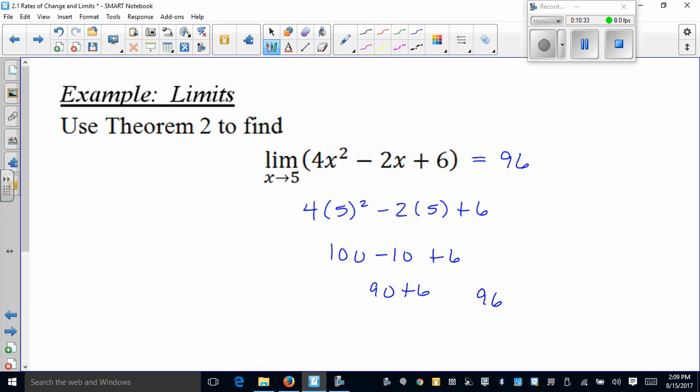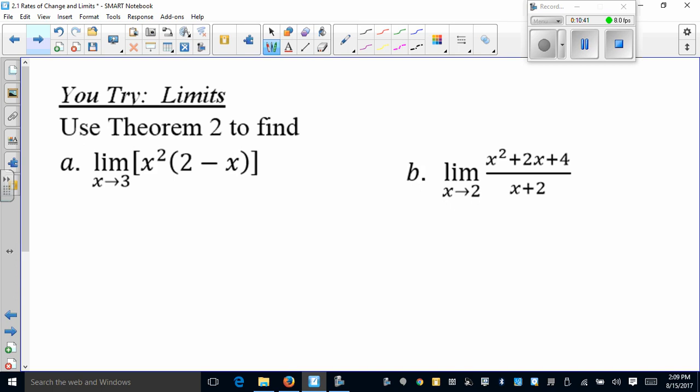Another 2 examples. They gave a fraction one in here. They gave you a multiple one in here where you can pull them apart if you want. But I want the limit as x approaches 3 of this. So this is going to be 3 squared times 2 minus 3. So this is 9 times negative 1, or negative 9.